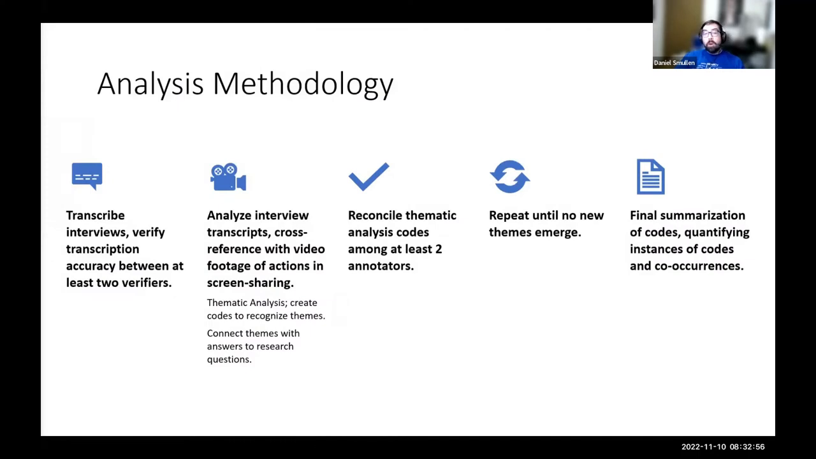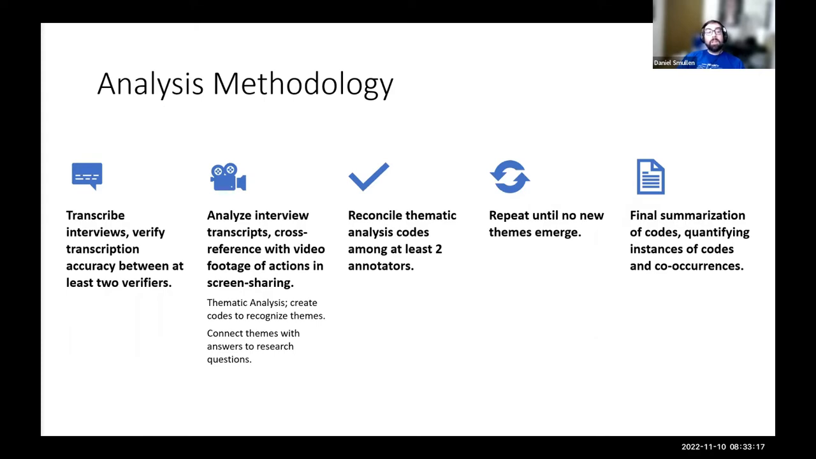And then once I did all these interviews, I did some analysis, right? So I'd transcribe the interviews. I'd have to verify that the transcriptions aren't garbage and that there aren't weird typos or voice-to-text transcription errors. Then I had to analyze them and cross-reference it with the video footage of the actual interview, right? See what people are clicking on, that kind of thing.